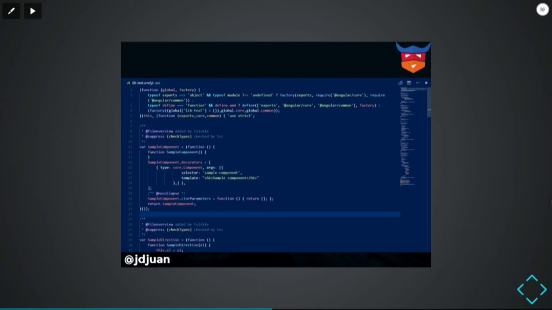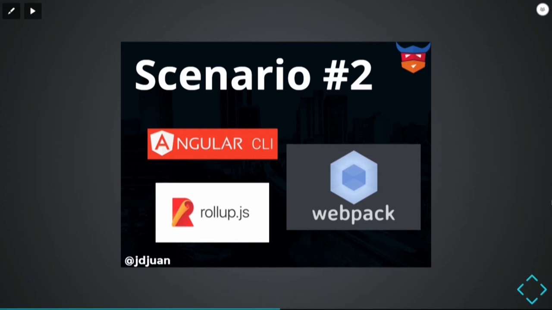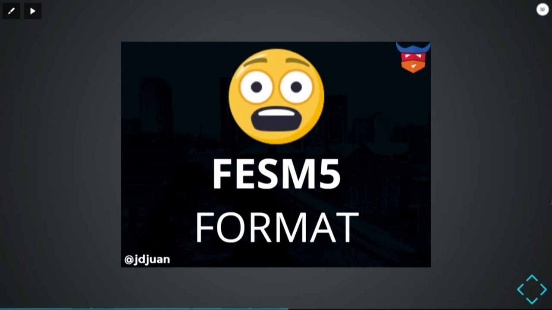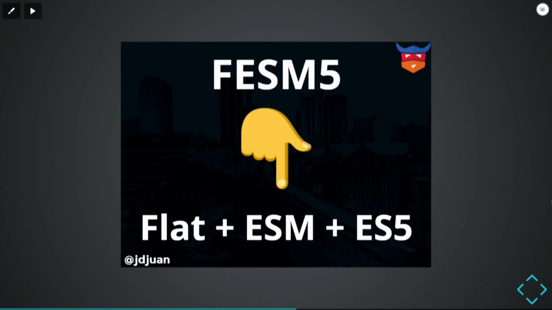Doesn't matter. Scenario number two, you want to make it compatible with Webpack, Rollup, or maybe the Angular CLI itself. So if you want this scenario to be compatible, you also need to add another format to your building process, which is called FESM5 format, which is probably something you never heard before. This is kind of new or weird, but it's pretty simple. It is called a flat ECMAScript module in ECMAScript 5. And that's probably even weirder, but let's take a look at how that looks.